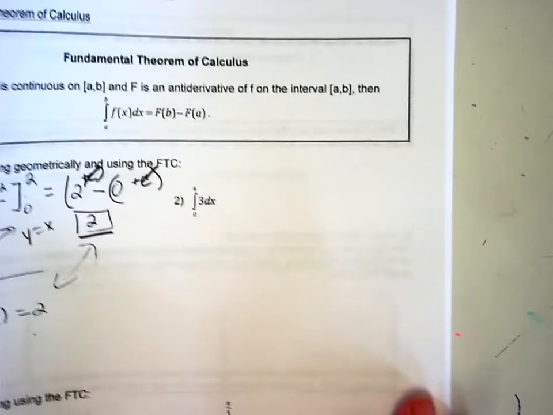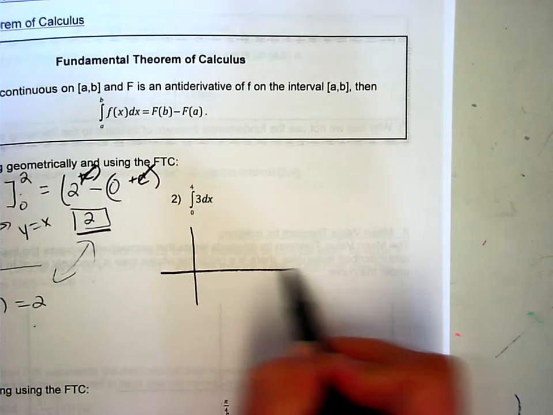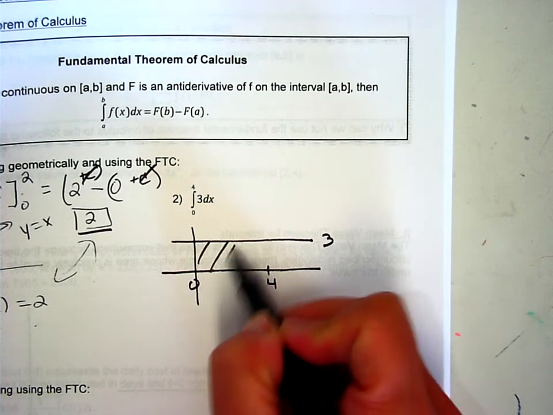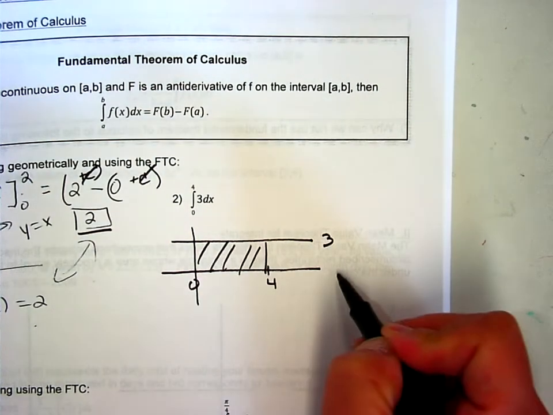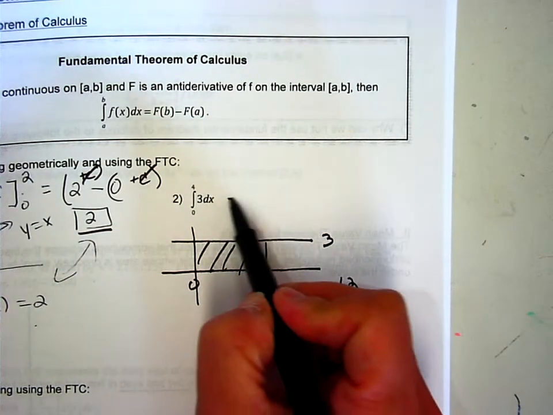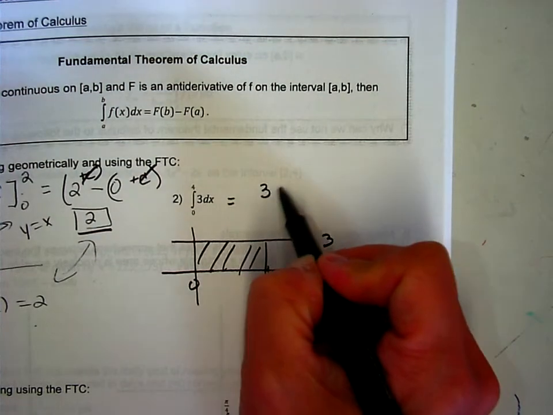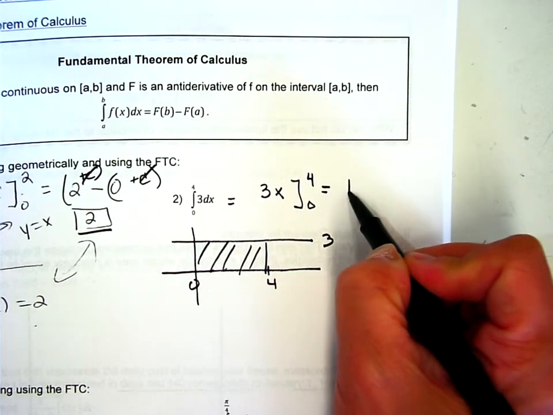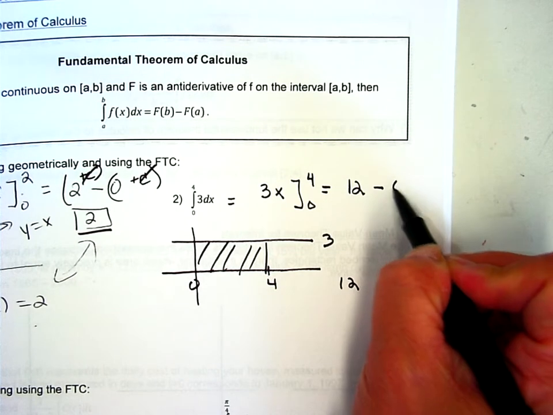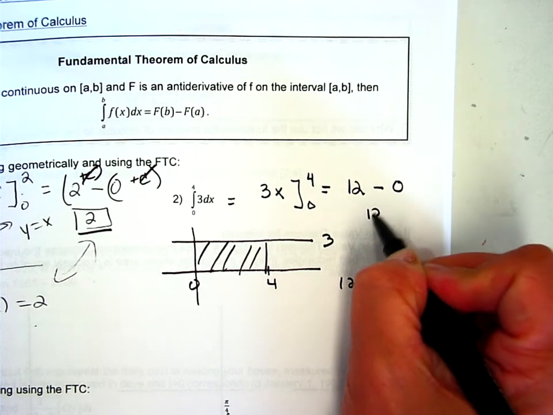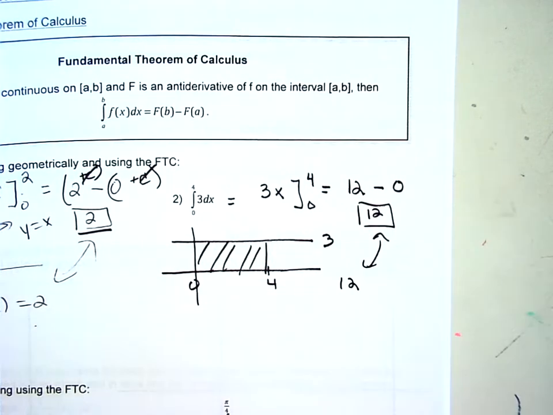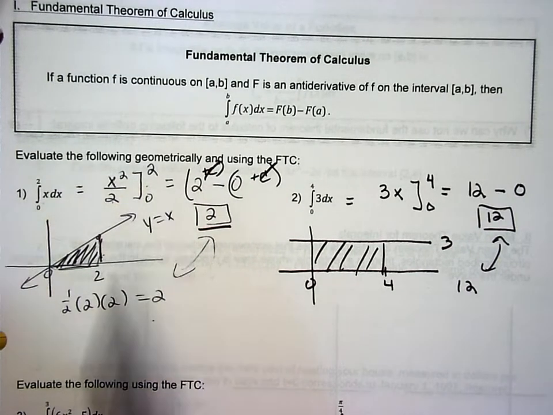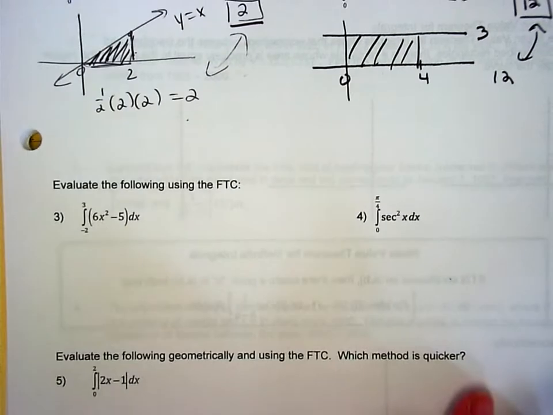Okay, we could do the same thing on number 2. So if we do it geometrically, the function is 3. I'm looking at this graph from 0 to 4. So it would just be the area of that rectangle, which in this case is 12. If I do it using the fundamental theorem, we take your antiderivative, which is 3x. We're going to evaluate it. You plug in the upper bound, and you're going to subtract off what you get when you plug in the lower bound, which is 0, so which is also 12. Exact same answer. So there are going to be some problems that may be easier to do one method versus another, but we're going to practice a couple problems doing the fundamental theorem.